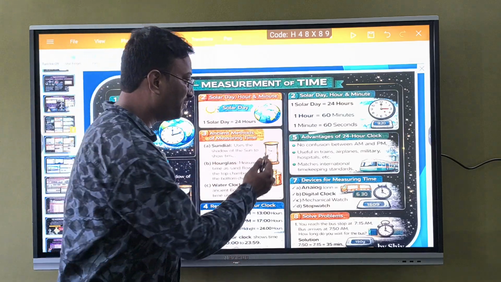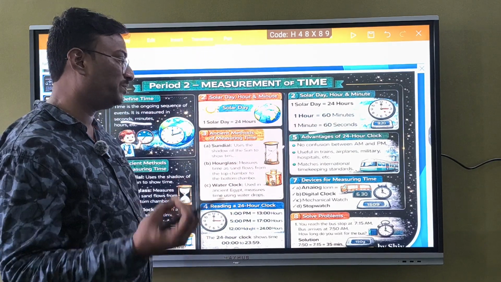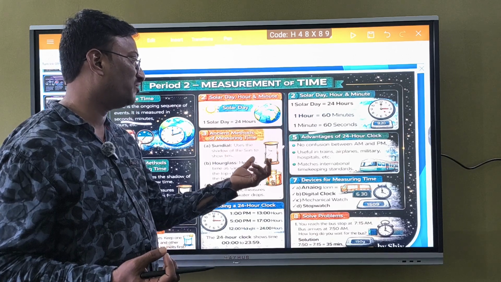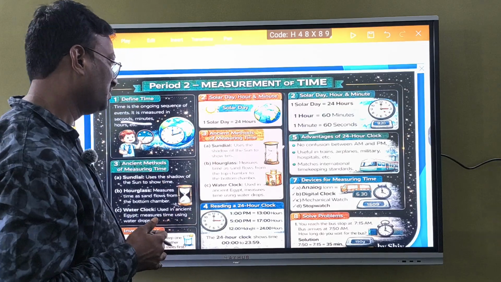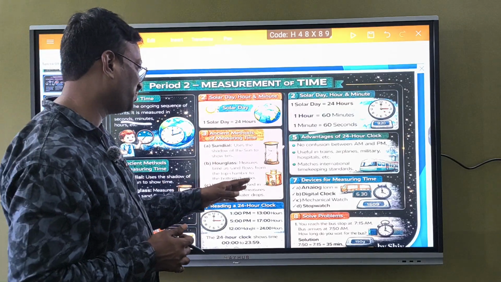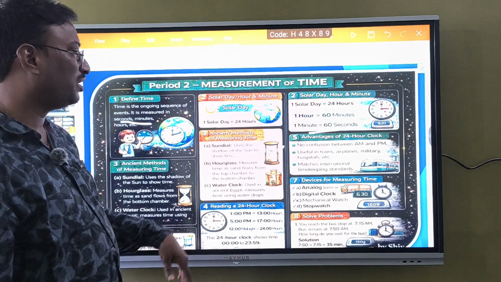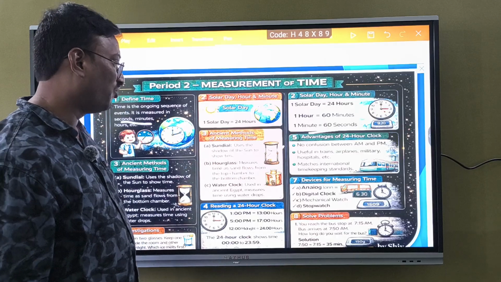There is a top chamber and bottom chamber. So the sand flows, with the upper chamber emptying and the second chamber filling, and they used to calculate the time in that manner. Water clock, used in ancient Egypt, measures the time using water drops. That is sand drops in the hourglass, and this is water.